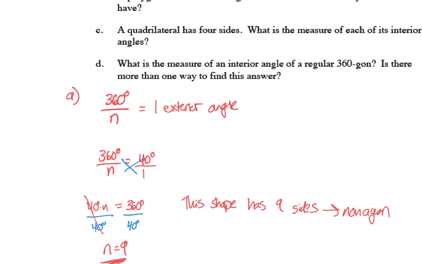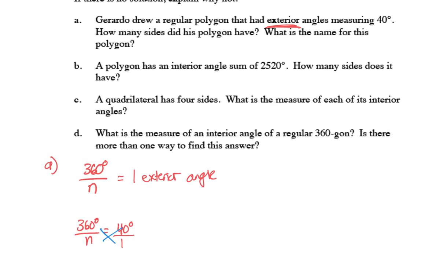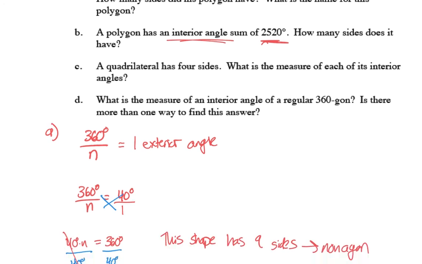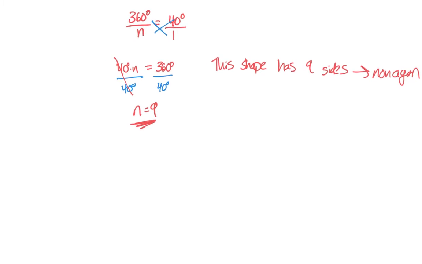We'll try one more, and then we'll wrap up the lesson. We're going to look at letter B. Letter B says a polygon has an interior angle sum of 2,520 degrees. How many sides does it have? So again, we are going to start with the 2,520 degrees. That was the sum of the interior angles. That's what we started with.